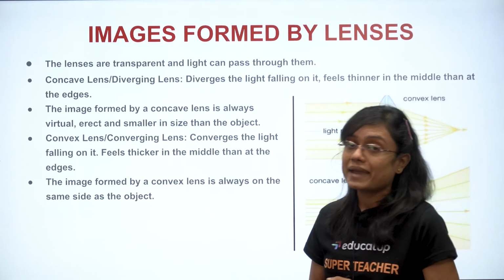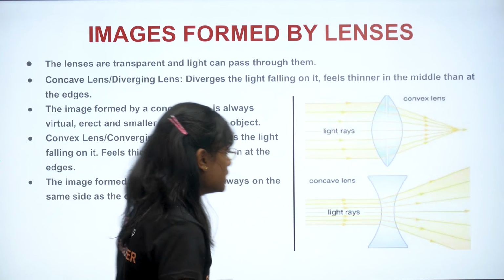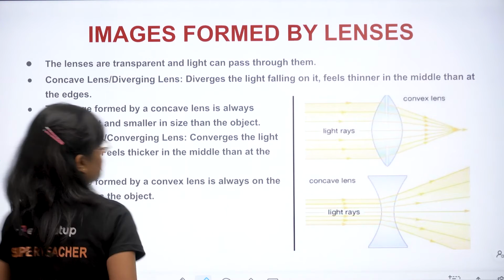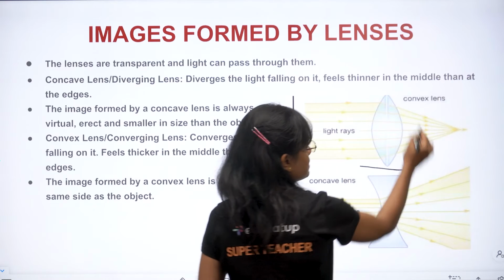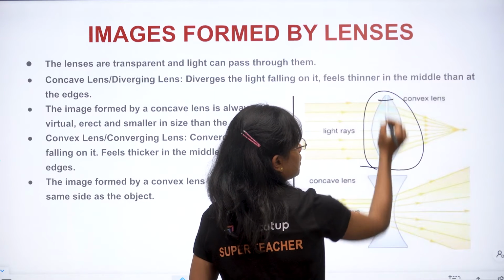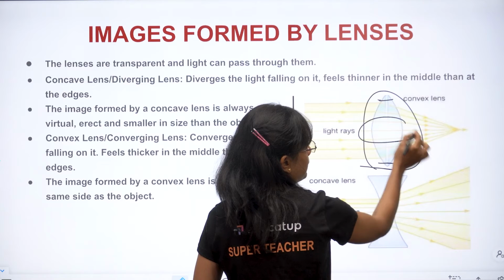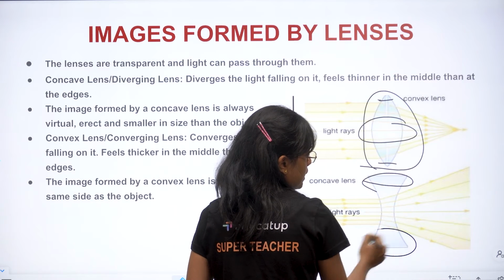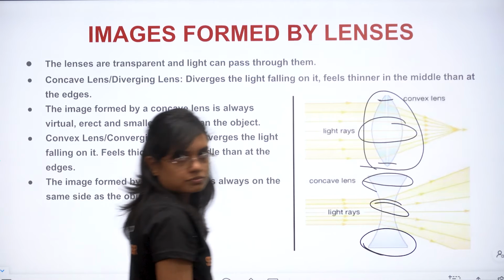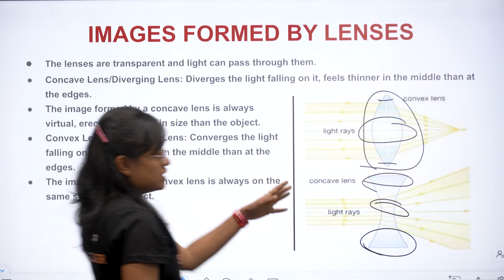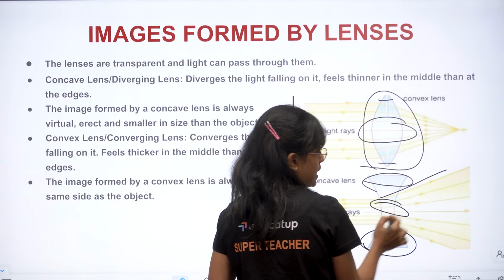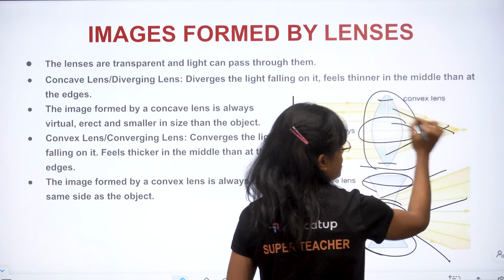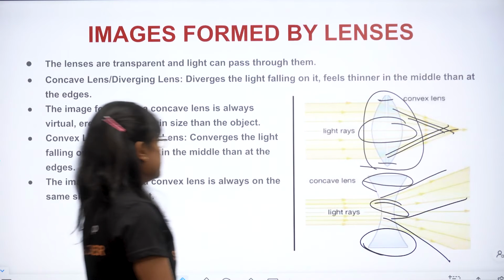Now images formed by lenses. Now how are lenses made? See, there are two types of lenses. This is a convex lens in which the tips are narrow and the middle part is broad, and this is a concave lens in which the tips are broad and the middle part is narrow. Now a concave lens is a diverging lens because the light rays always diverge. A convex lens is a converging lens, the light rays always meet at a point.